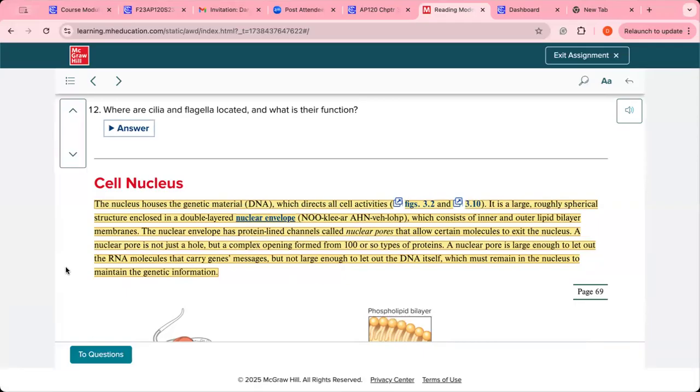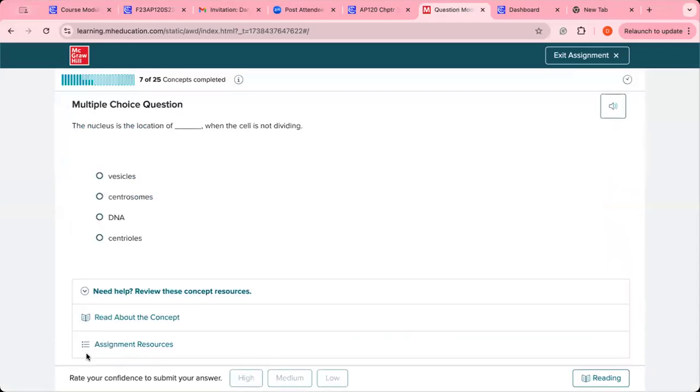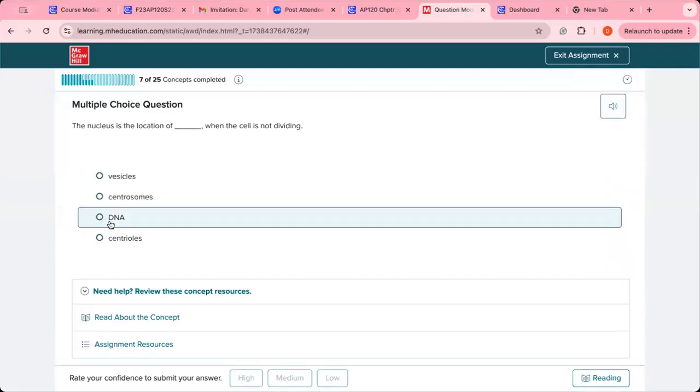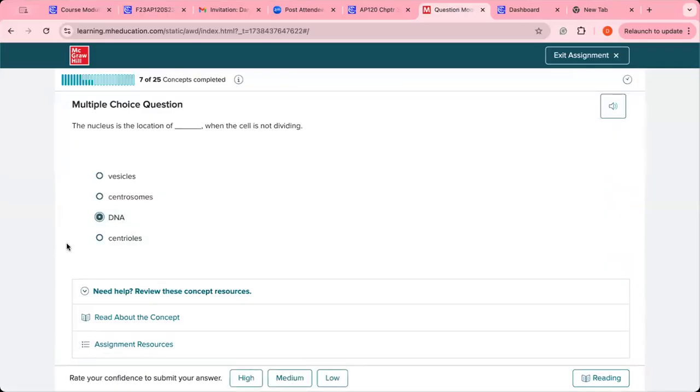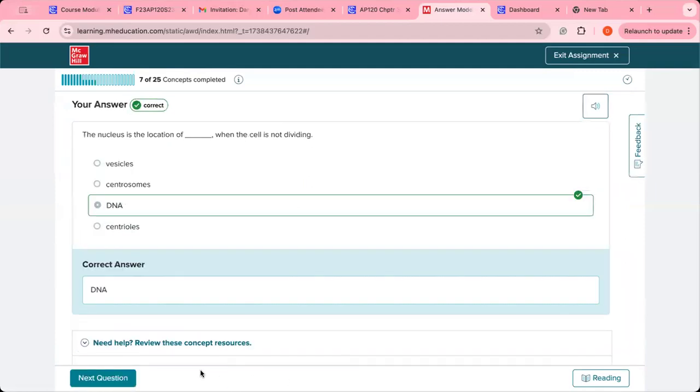I would say DNA. I would say DNA would be the one, based on what we read there, because the vesicles are outside. All those other things are outside the nucleus in the cytoplasm.